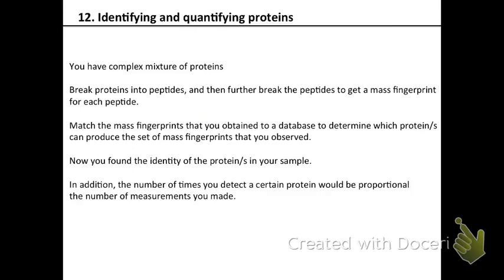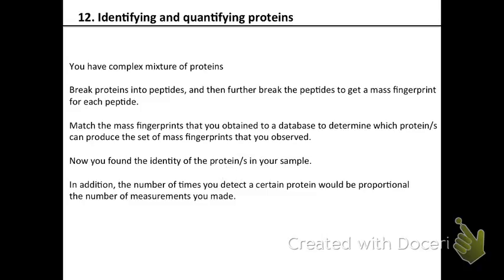So just to summarize what's going on here: you basically start with a complex mixture of proteins. You break the proteins into peptides, and then you further break the peptides to get a mass fingerprint for each peptide. So this part is what tandem mass spectrometry is doing. Then you match the mass fingerprints that you obtained to a database to determine which proteins can produce the set of mass fingerprints that you observed. So then that lets you identify the proteins in your sample and how much.